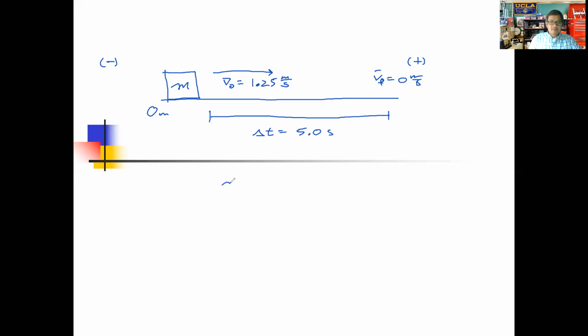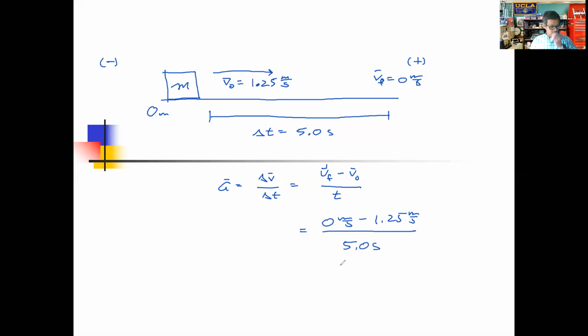So the acceleration is going to be the change in velocity over the change in time, which is V final minus V initial, over the time interval, which I'll call T. Plugging in what we know, V final is 0 meters per second, V initial is 1.25 meters per second, and the time interval is 5 seconds. Our final answer then is negative 0.25 meters per second squared.